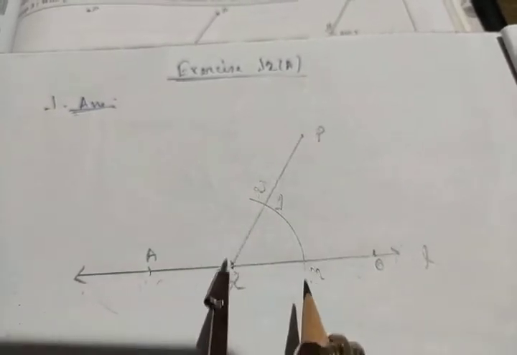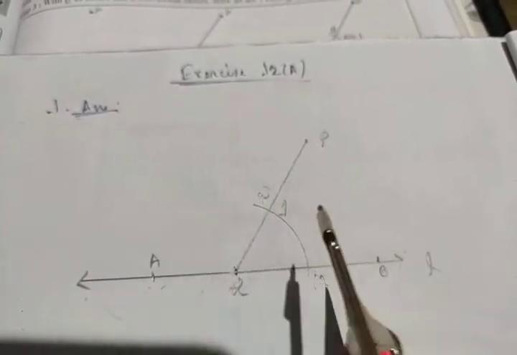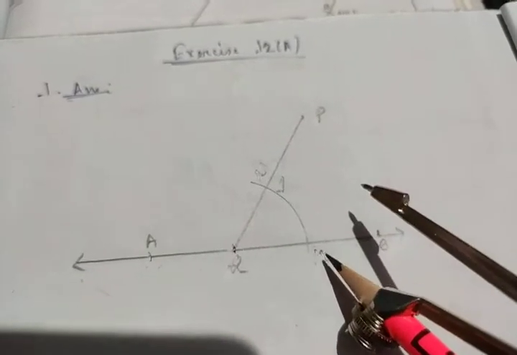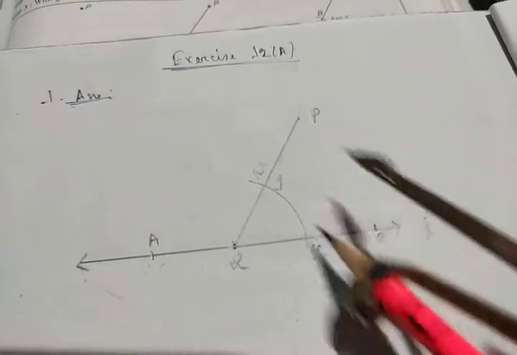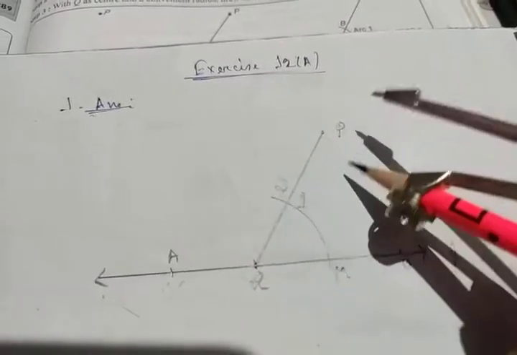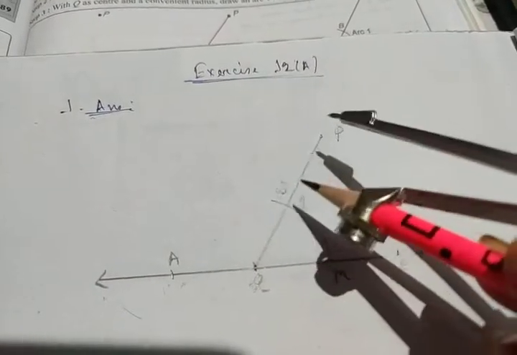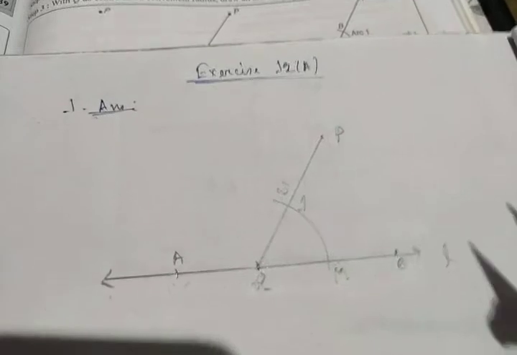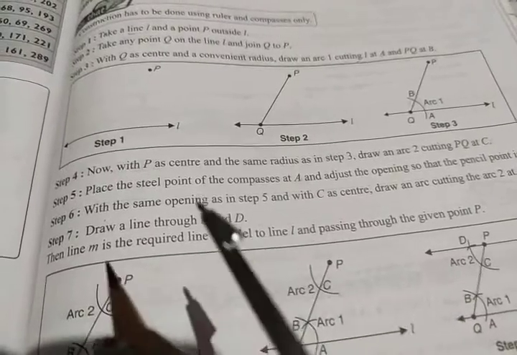The arc is cutting line segment AB at one point. We gave the point name M, and that arc cutting the line joining PQ, we gave that point name as N. Okay, now read step number 4.